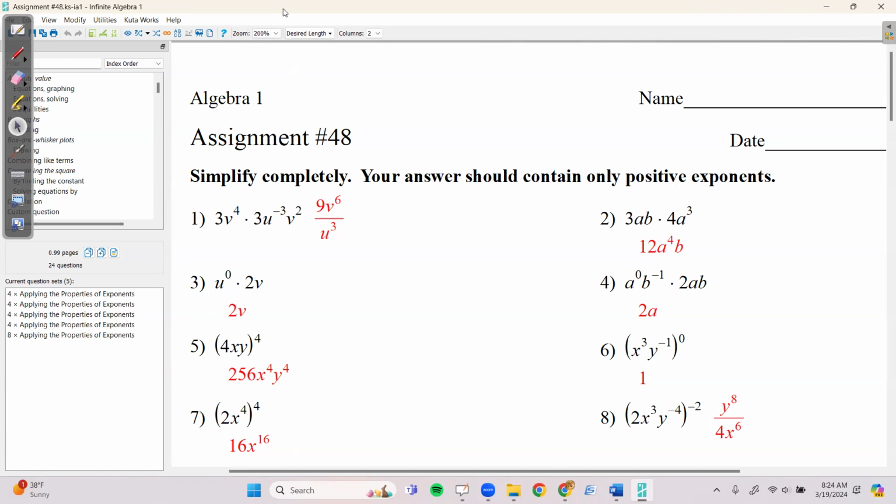Are there any others in the top 8 that you'd like to go over with your math teacher before we press on? Number 2? Sure. Yeah, no problem. So number 2, the first thing I would do is take that 3 and that 4 and multiply them together because they're not exponents or anything like that. They're just regular numbers, and 3 times 4 is 12.